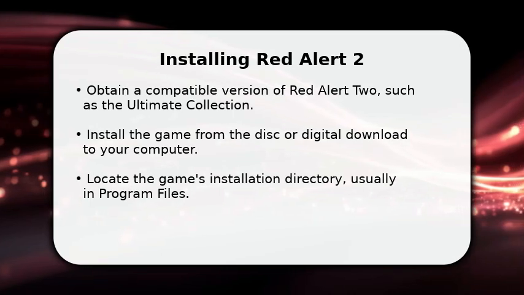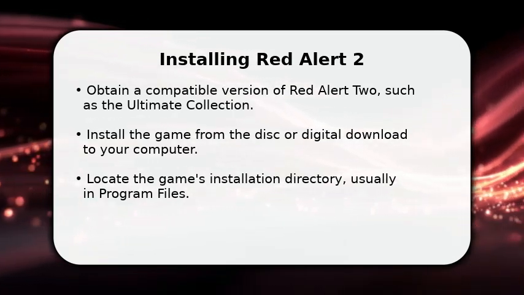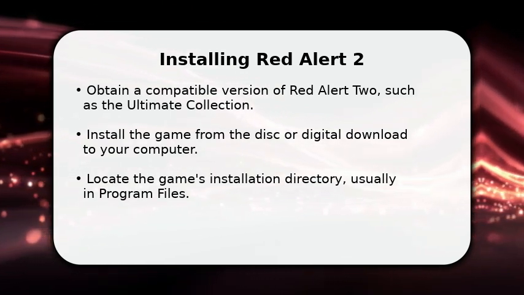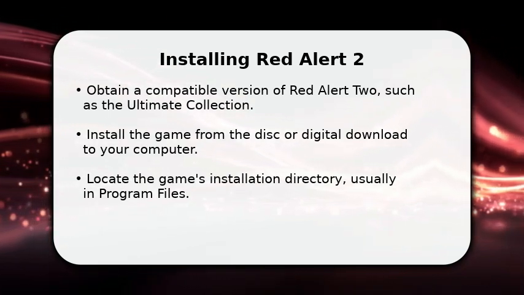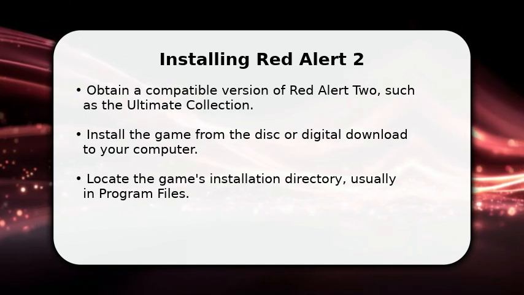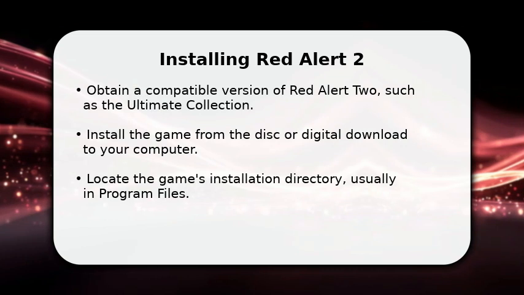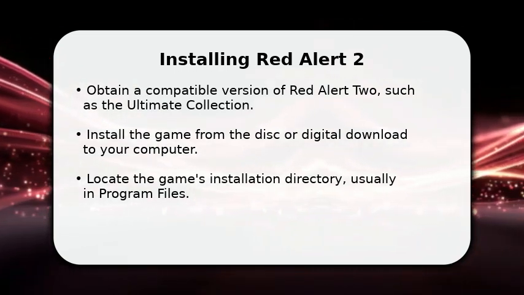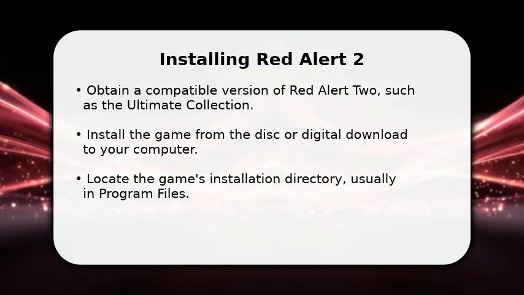In this video, I will explain how to play Red Alert 2 on Windows. First, ensure you have a legitimate copy of the game, ideally from a digital platform like Origin or a physical disk. Install the game to your system, noting the installation path. This initial step is crucial for setting up the game correctly on your modern operating system. We will then proceed to configure compatibility settings for optimal performance.